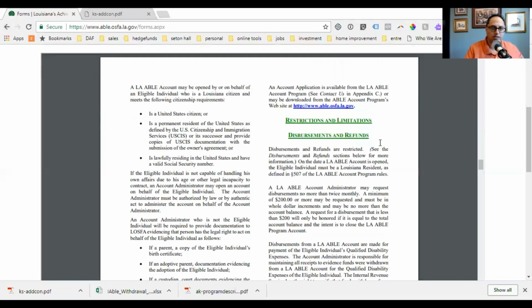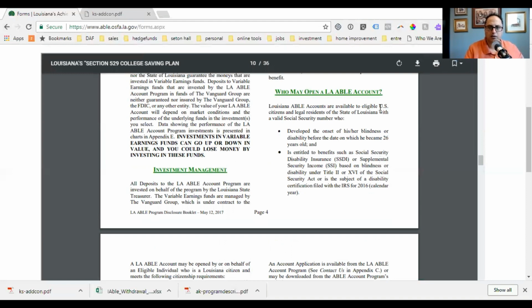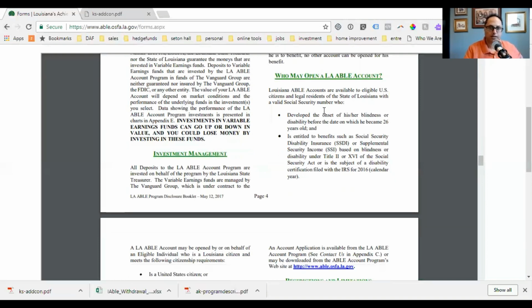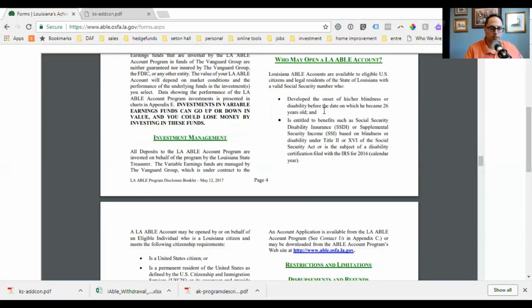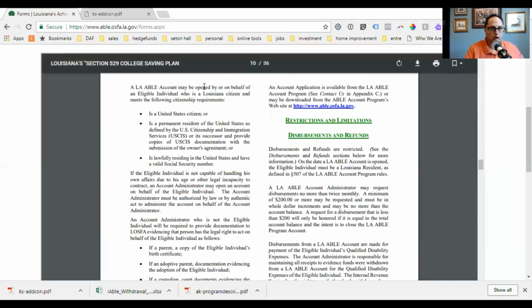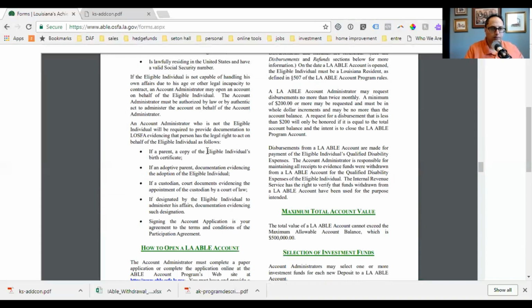Okay, so here this is a little more clear. Here it basically reads available to U.S. citizens, and so you need to have both, right? It doesn't say available to, in addition to legal residents of Louisiana, you know, you need to be a U.S. citizen. But it seems the LA ABLE account may be opened by an individual who is a Louisiana citizen, and you need to be a U.S. citizen, okay, and have a social. Who is not eligible: individuals required to provide documentation.